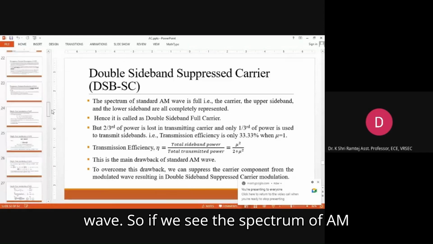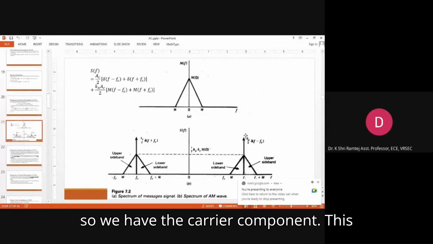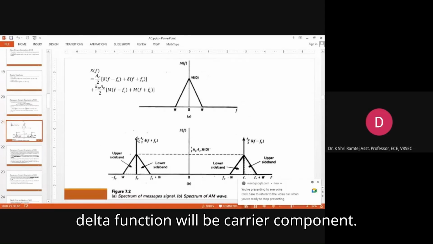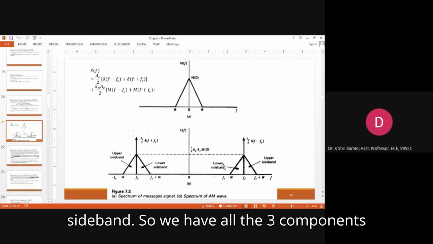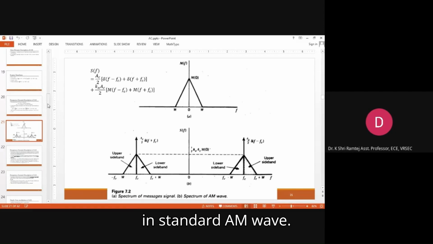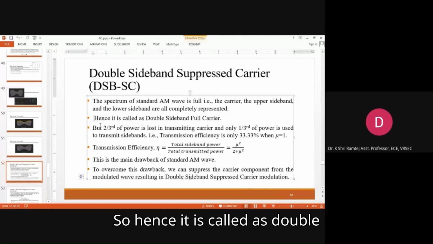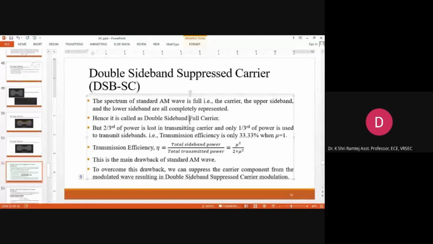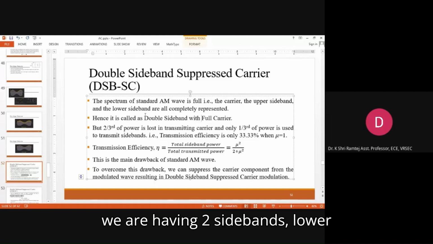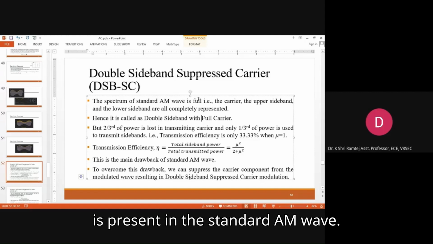So if we see the spectrum of AM wave, we have the carrier component. This delta function will be the carrier component. We have upper sideband and lower sideband. So we have all the three components in standard AM wave. Hence it is called double sideband with full carrier. We are having two sidebands, lower sideband and upper sideband, and also the carrier is present in the standard AM wave.